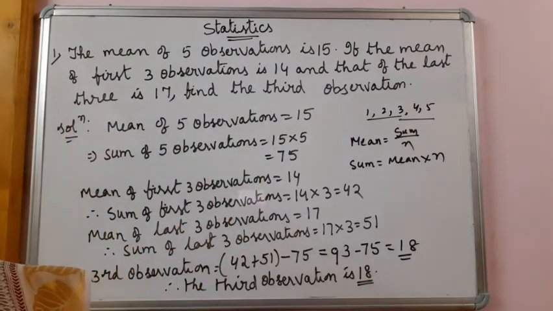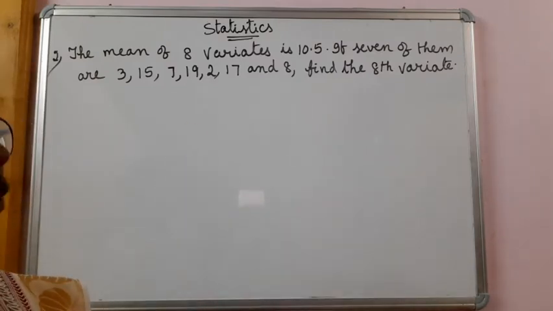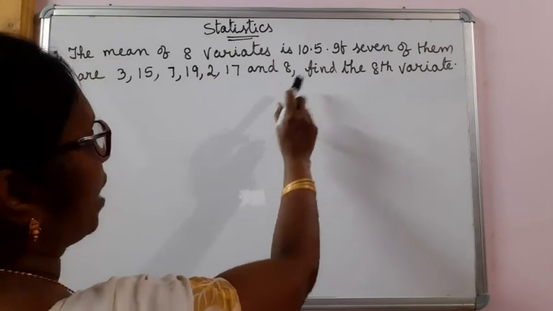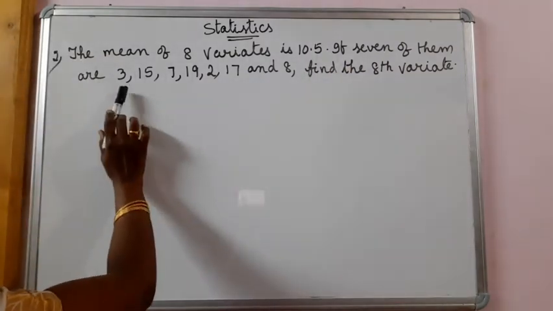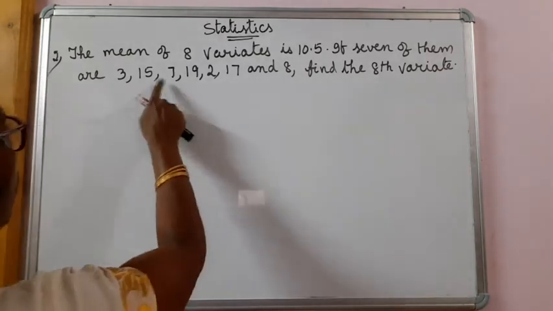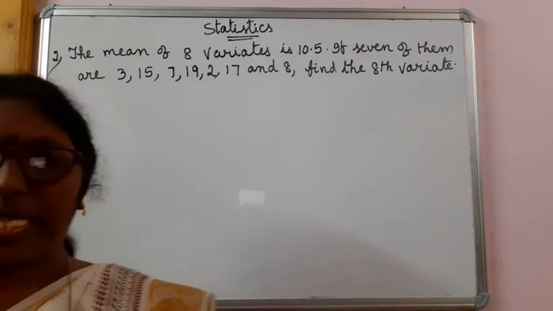Okay. Now let us have one more problem. Your next problem is: the mean of 8 variates is 10.5. If 7 of them are 3, 15, 7, 19, 2, 17 and 8, find the 8th variate. Very simple.